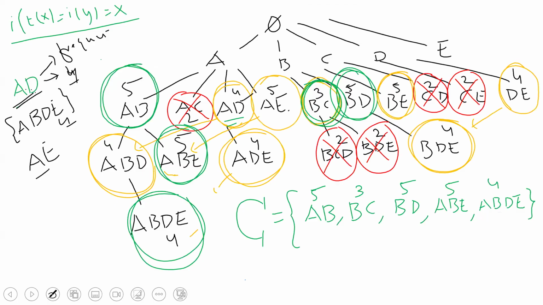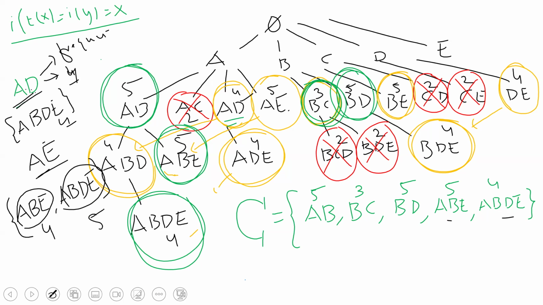What are the supersets of AE? The supersets of AE are ABE and ABDE. So ABE and ADE are the supersets of AE. Now what is the smallest out of these two? ABE is the smallest. What is the frequency of it? Which is 4. What is the support of this? 5. Sorry, this is 5, and this is 4. Okay. So now the smallest closed item set's frequency would be the support of the item set AE. So 5 matched.